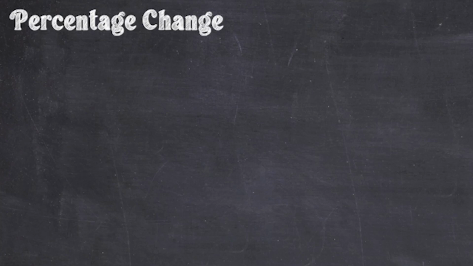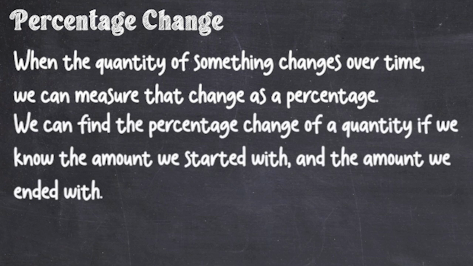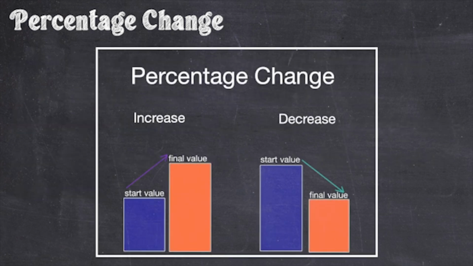Now that we can convert between fractions, decimals, and percentages, let's talk about percentage change. When the quantity of something changes over time, we can measure that change as a percentage. We can find the percentage change of a quantity if we know the amount we started with and the amount we ended with. The percentage change could represent an increase or a decrease. If the final value is greater than the value we started with, we've observed a percentage increase. If the final value is less than the value we started with, we've observed a percentage decrease.